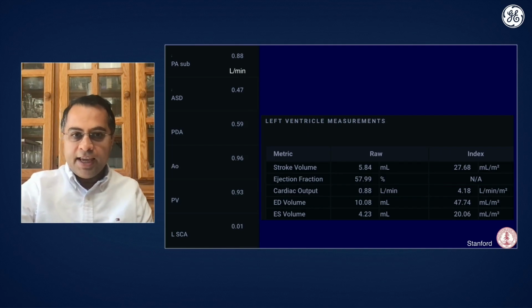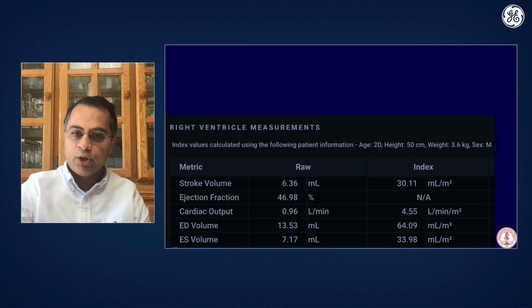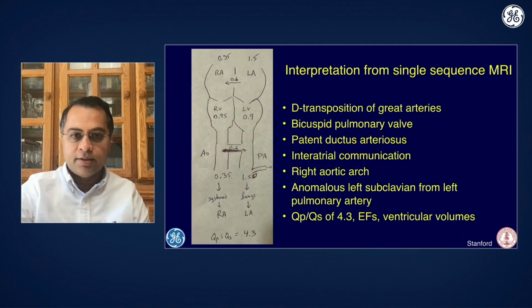So for this case, I've shown that we can calculate flow in any vessels. I'm showing you just a few different vessels listed to the left, where you can see flow has been quantified in the pulmonic artery, across the atrial defect, the patent ductus arteriosus, aorta, pulmonic valve, and also that anomalous left subclavian. In addition to that, we have the quantification of the ventricle volume as well as its ejection fraction. And similarly on the right, which was also segmented.